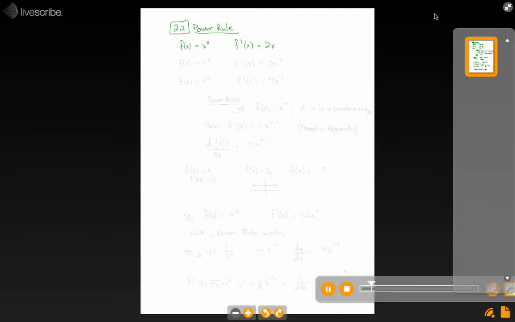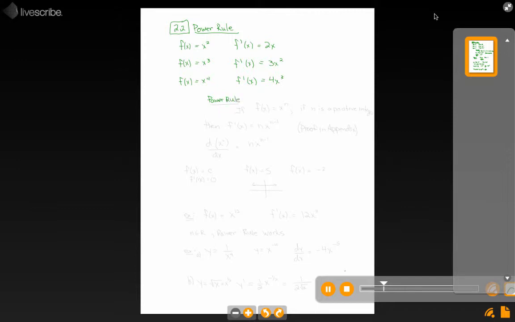But we also found that if the function was x³, we went through the same h goes to 0 steps, and found that the answer was 3x². Try x⁴ in the exercises, and you find out that the derivative is 4x³. It's no accident that if you look closely, you can find a pattern here. That pattern is what's called the power rule.